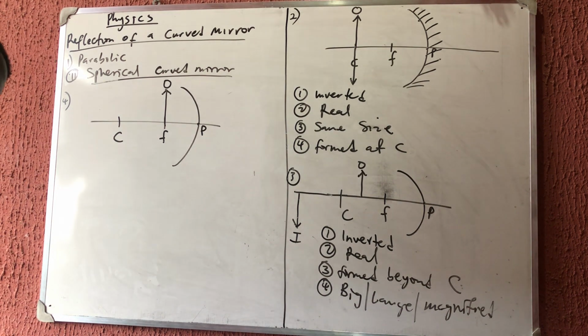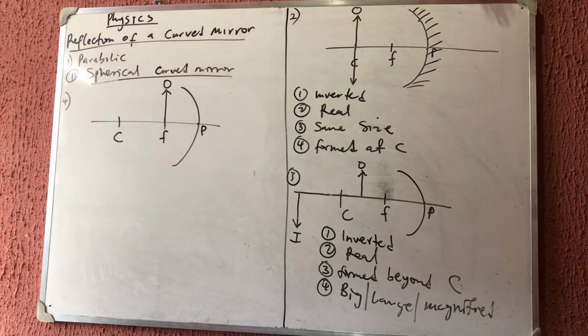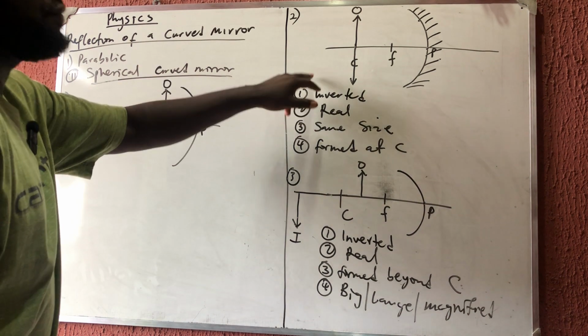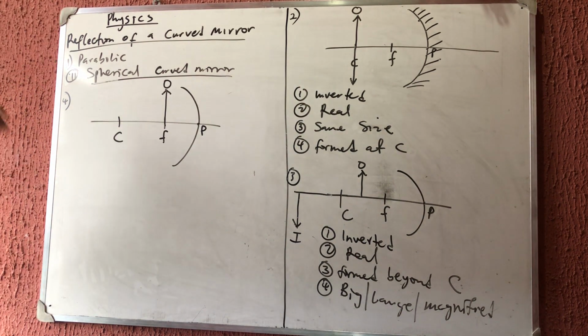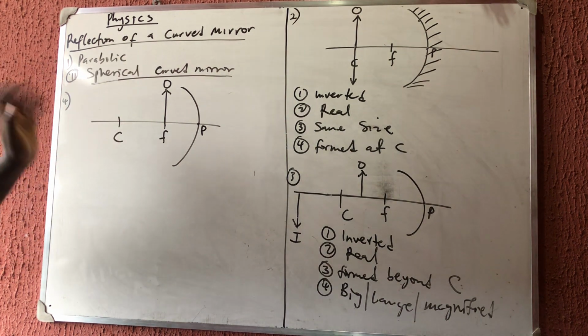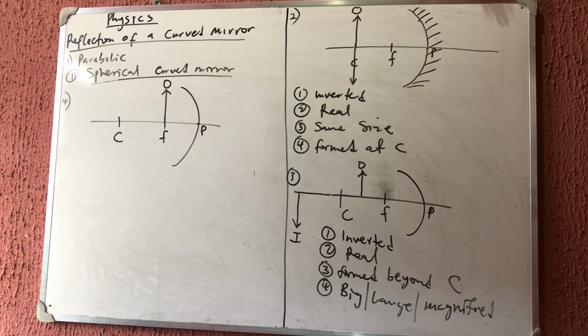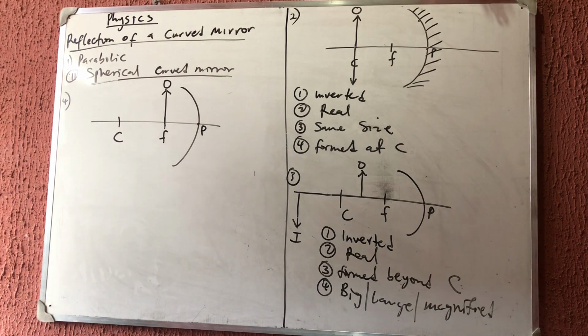Then if any image is formed at all, that image is going to be real, inverted, and enlarged. The two most important are what? Your real and inverted. If any image is formed at all for a concave, it must be real and inverted. But note very importantly that whenever the object is placed at the focus, the image is going to be at infinity.